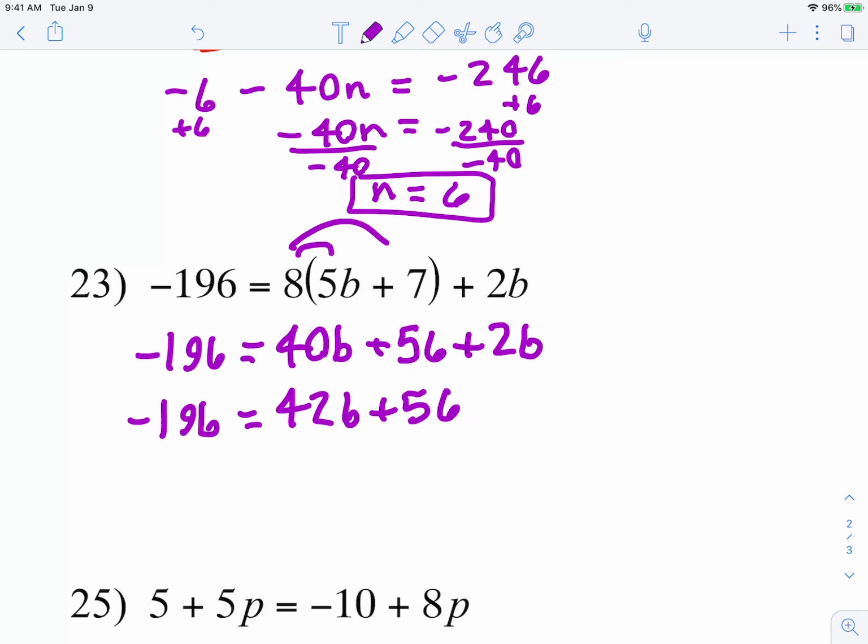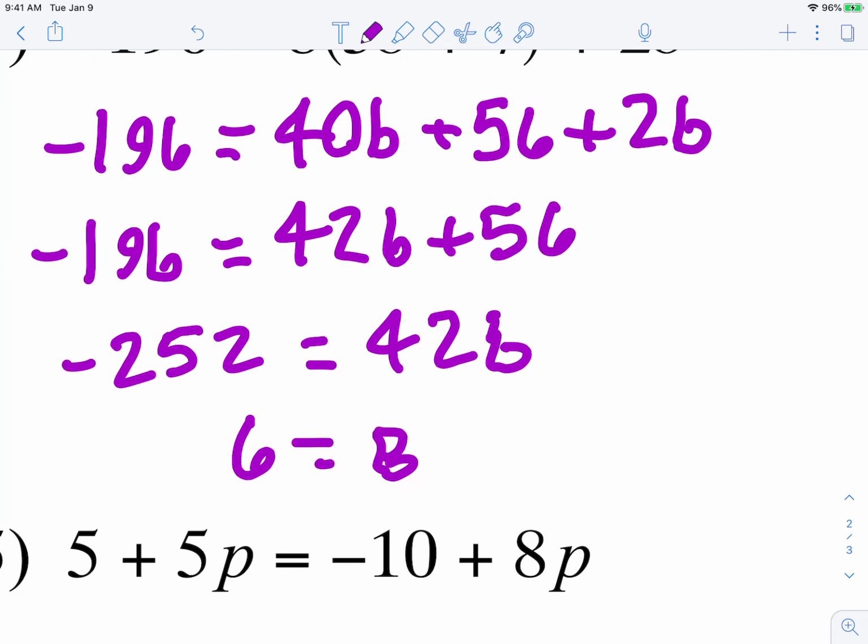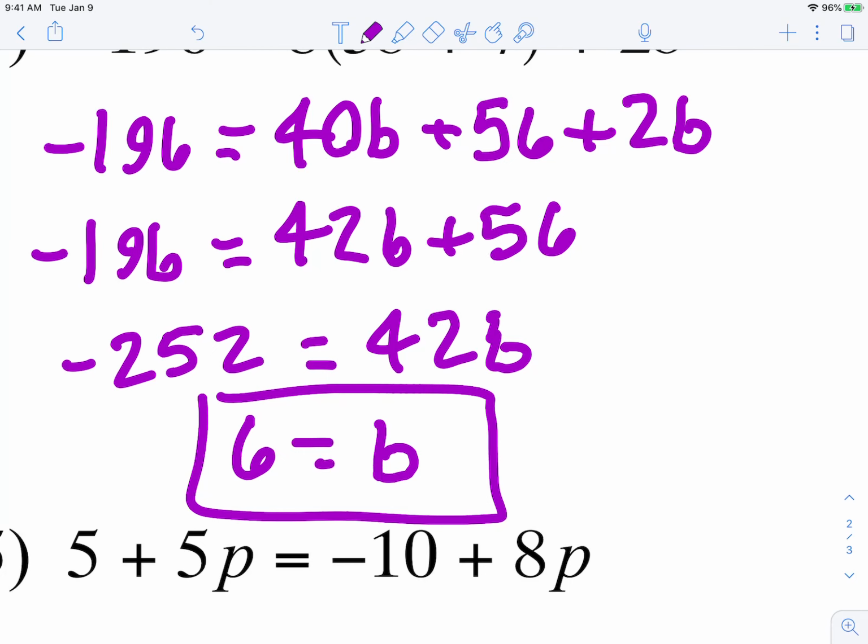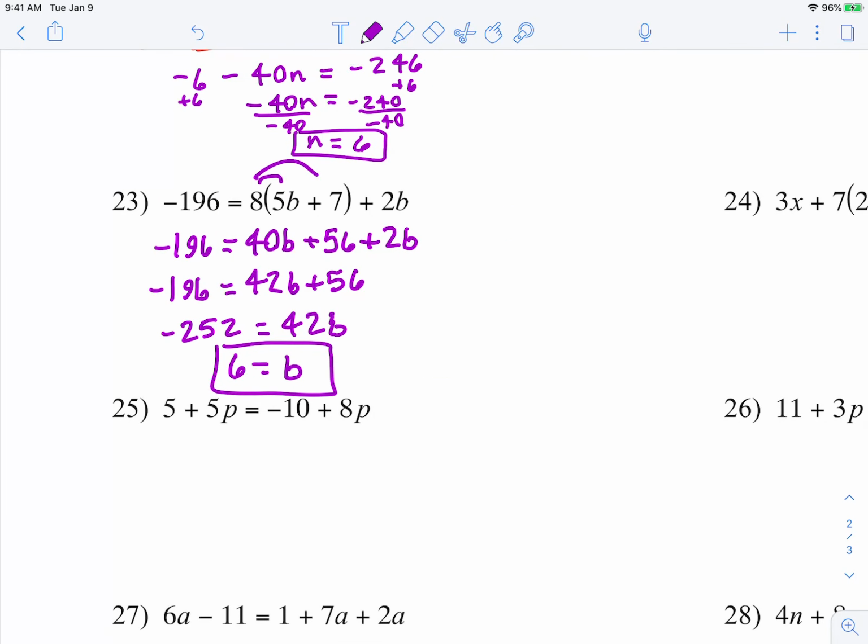I'll go ahead and use a calculator so I don't make a mental error here. So we're going to subtract the 56, which is kind of going to be like add negative 252 and then 42b. And then we'll divide that by 42. Hopefully that comes out nice and clean, and it does. It's b. Here I'm going to use a capital B so y'all don't get confused here. B is equal to 6. Fortunately, my B's and 6's kind of look similar. There we go. And that'll be it there on that.